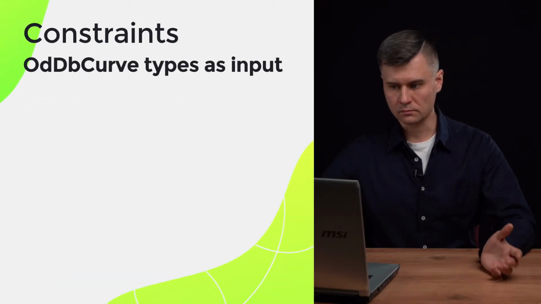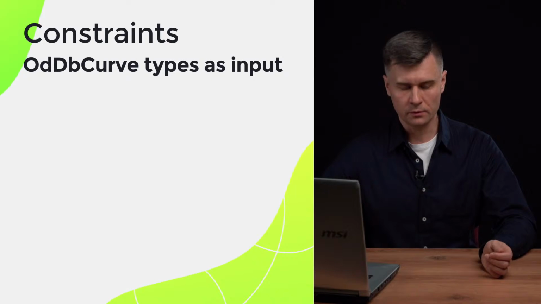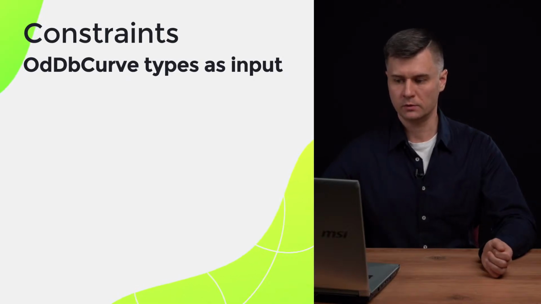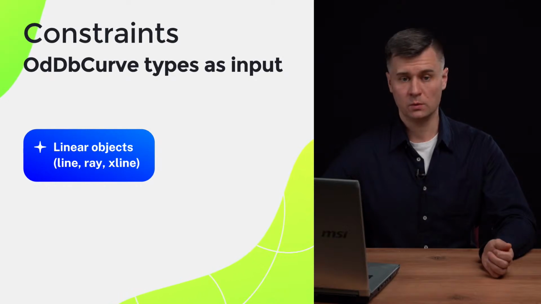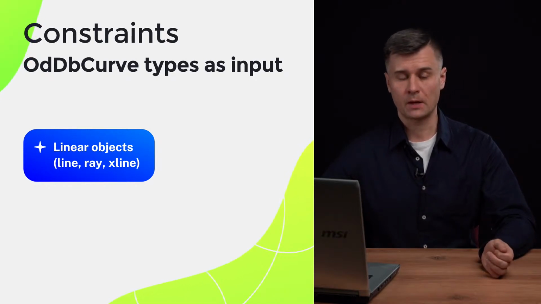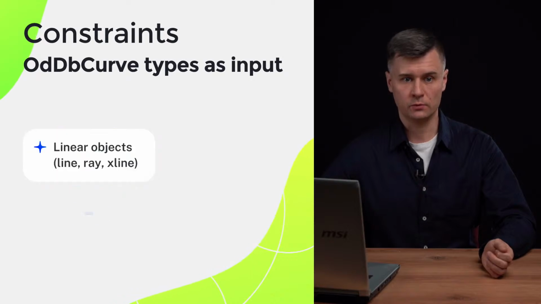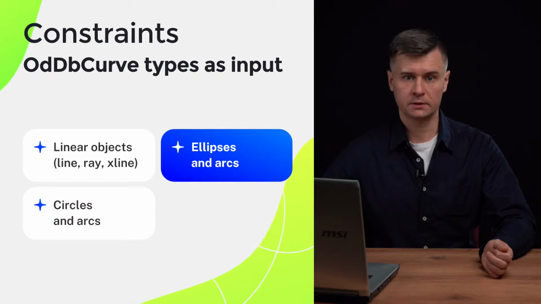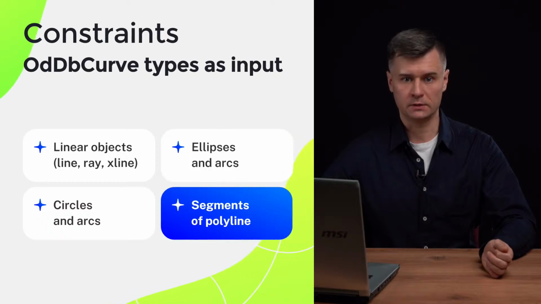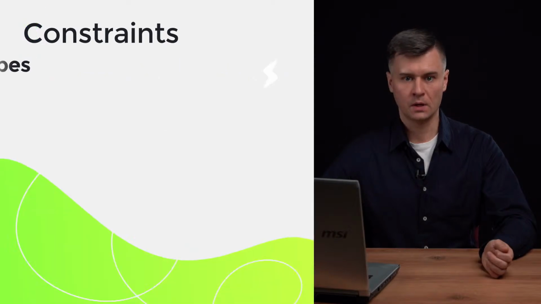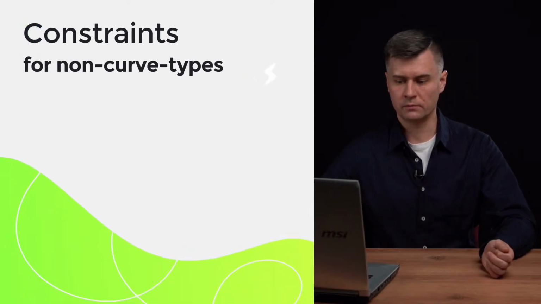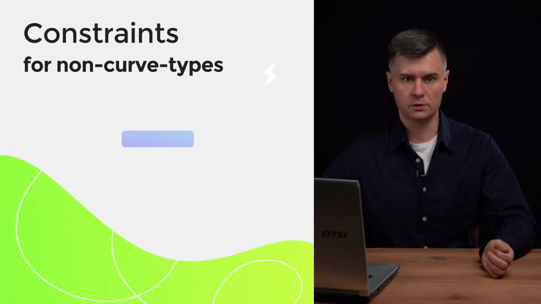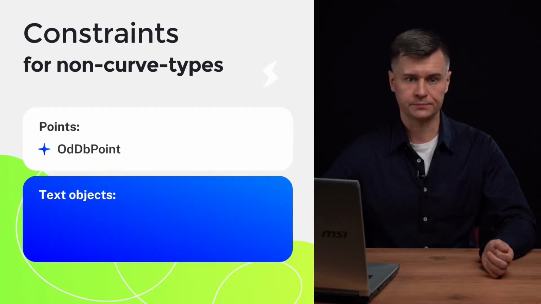Next, curve types. Curves may be used as an input for constraints creation, and you can see which ones may be obtained by Drawings SDK as an input for constraints creation: linear objects, circles and arcs, ellipses and arcs, and segments of polyline. And for non-curve types, we should mention points and text objects.